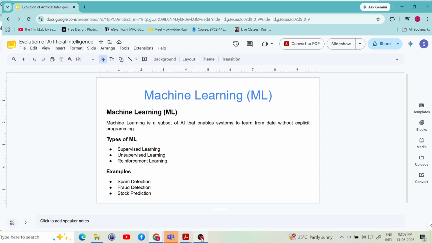So what is the key idea here? Data, patterns and predictions, right? ML models improve over time as more data is provided. However, ML still requires human effort for feature engineering. So this brings AI to the next level.